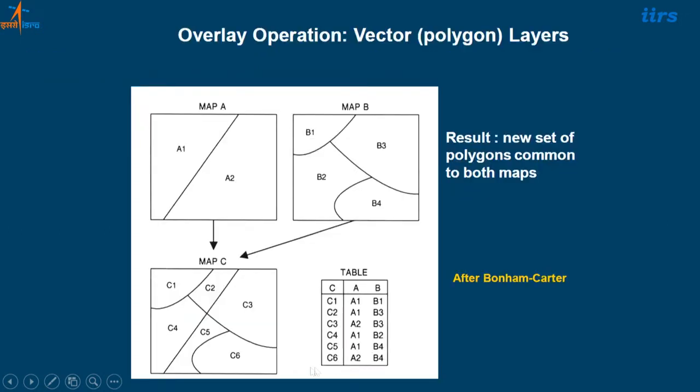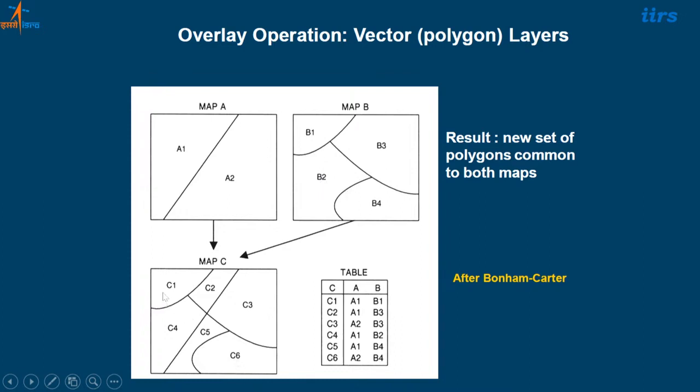Let us take one example here. This is your map A and this is your map B, vector data sets. Now, you have combined them together, overlaid these two maps on top of each other, and then you get this. A new polygon is created called C1, and here we have C2, C4, all around 6 polygons formed here. Originally, here we have 2 polygons and here only 4 polygons, but when we overlaid them on top of each other, 6 polygons were formed.